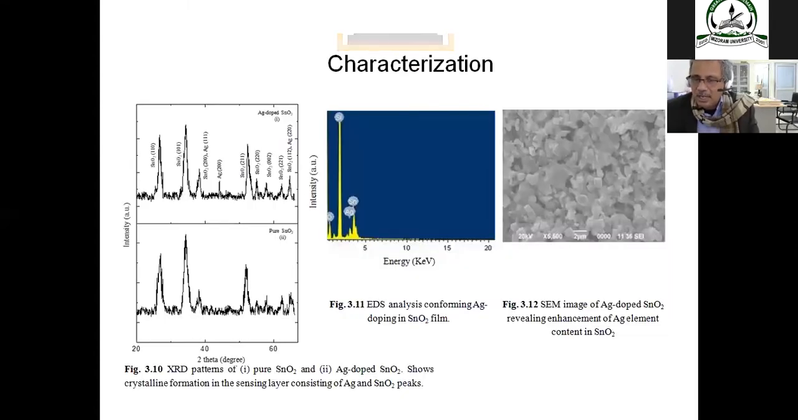Then we have to analyze the sensor to see whether tin oxide is deposited or not, and whether crystal formation is there, polycrystal and nanocrystal form. So we have done X-ray analysis and component analysis with EDX. We have perfectly got the different components in the sensing layer: tin, silicon, carbon, we have got all these things.